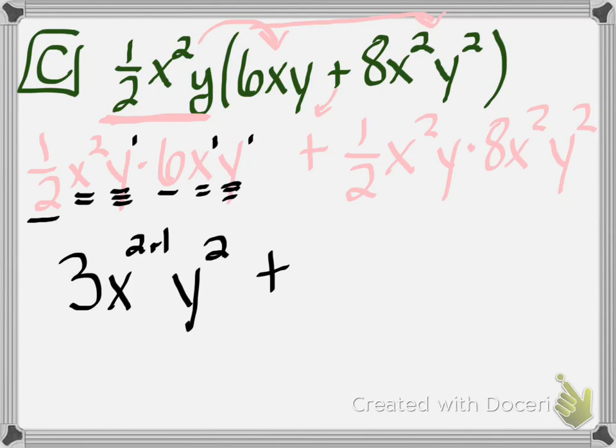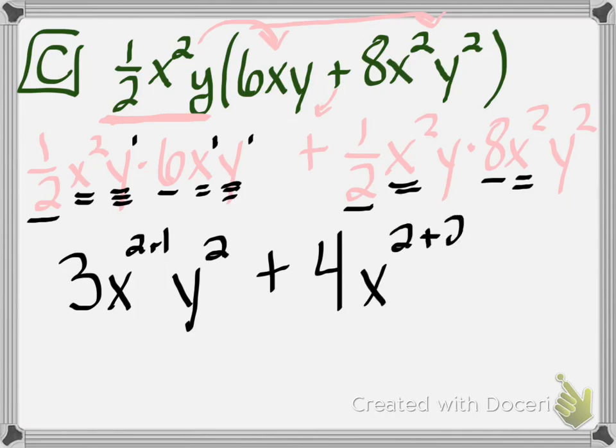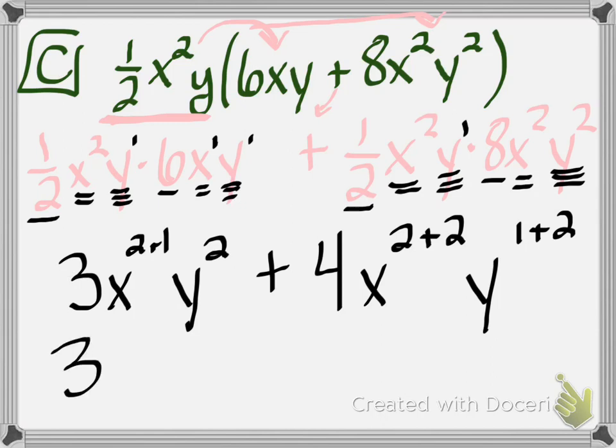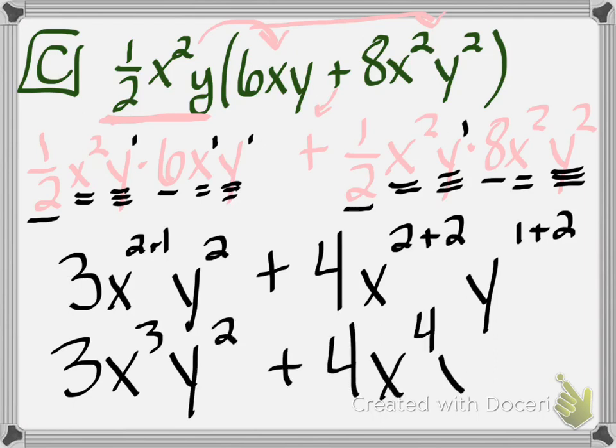Plus 1/2 times 8 is 4. I have an x squared and another x squared. That's x to the 2 plus 2. And y with an exponent of 1 and y with an exponent of 2, 1 plus 2. Let's simplify our exponents. 3x cubed y squared plus 4x to the 4th y cubed.